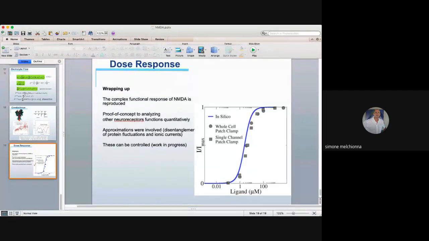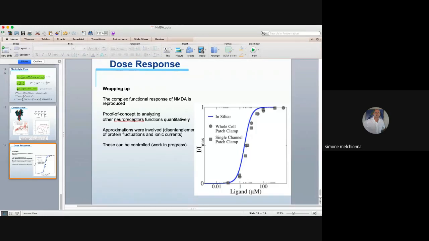So with this work, we think we have proved that we can use lattice Boltzmann and molecular dynamics for neurosciences, and to look at pretty complex neuroreceptors in function, quantitatively. And actually, I can give you more numbers about free energies and timescales and so forth. We use some approximations. For example, we have disentangled protein fluctuations from ion currents.